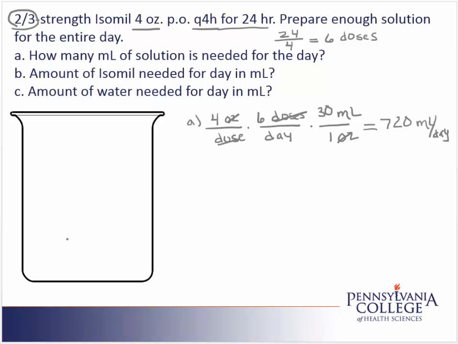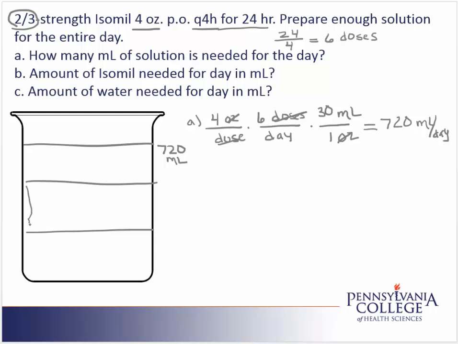So I'm going to go over here to my container. That gave me my total volume, so right here, 720 milliliters. Next, I want to look at how it is supposed to be diluted. So it's supposed to be 2/3 strength. The 3 on the bottom means that it's divided into 3 parts. So 1, 2, 3 parts. The 2 on the top is telling me that 2 out of those 3 parts needs to be this isomil.